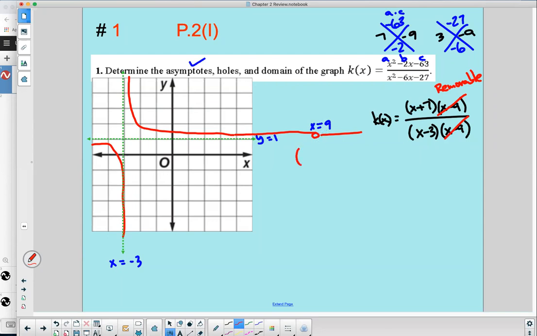So this as a point would be 9, comma, you just plug in the 9 there. So it'd be like 9 plus 7 over 9 minus 3, which I think is 16 over 6. You could reduce that to 8/3. That would be the point right there. It would be 9, comma, 8/3. That would be the hole. So that's how you find the holes.